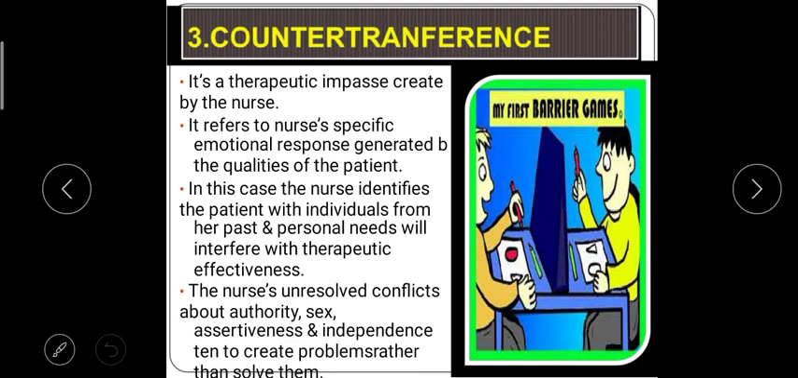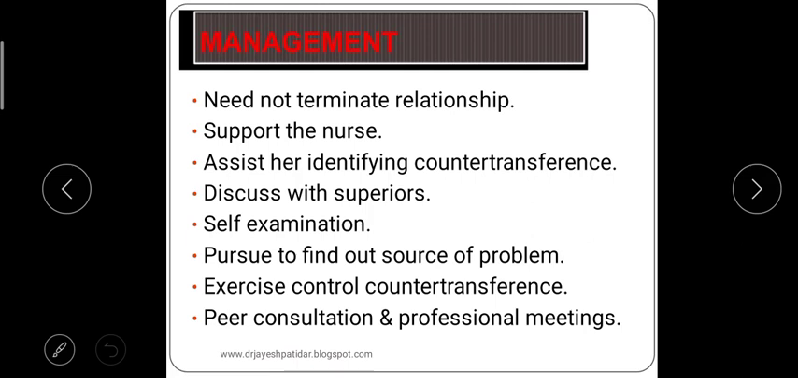So next one is counter-transference. That is the opposite of the second one. In that, we have seen it is about the patient's feelings. Here it is about the nurse. So here what will happen? The nurse will think about his or her past mixing with the patient. So it is the opposite of transference.